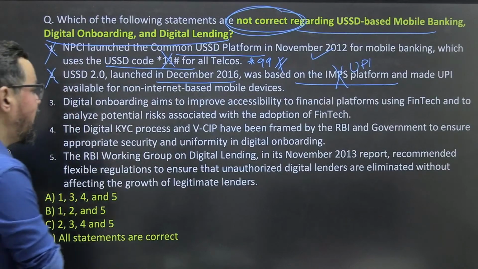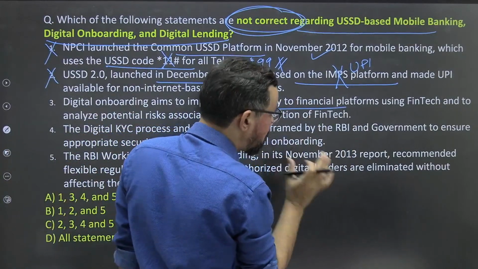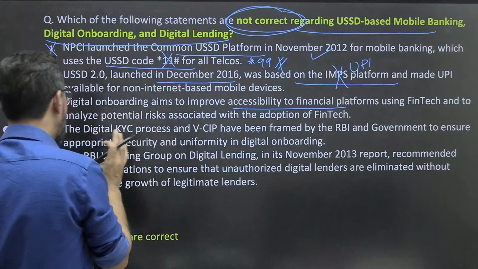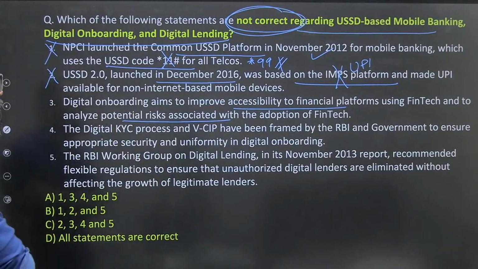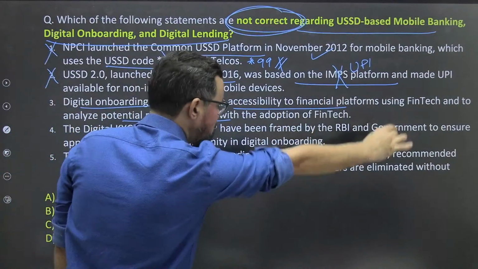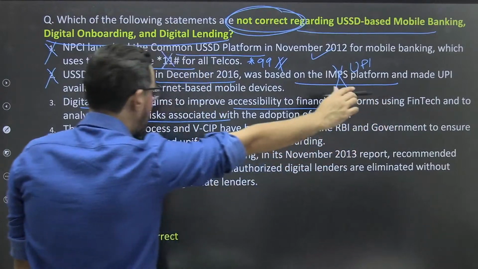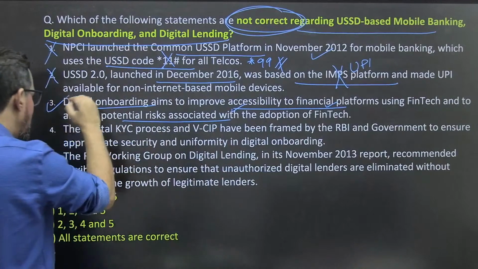Digital onboarding aims to improve accessibility to financial platforms using fintech and to analyze operational risk associated with adoption of fintech. Digital onboarding aims to improve accessibility to financial platforms through fintech and to analyze potential risk. Absolutely right. Statement third is wrong, right?